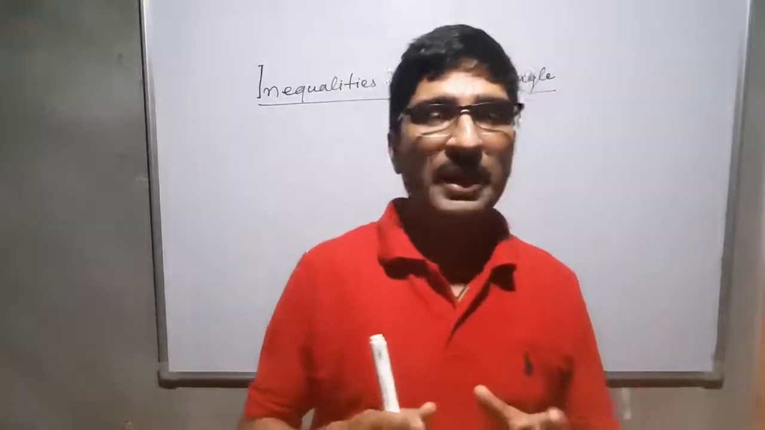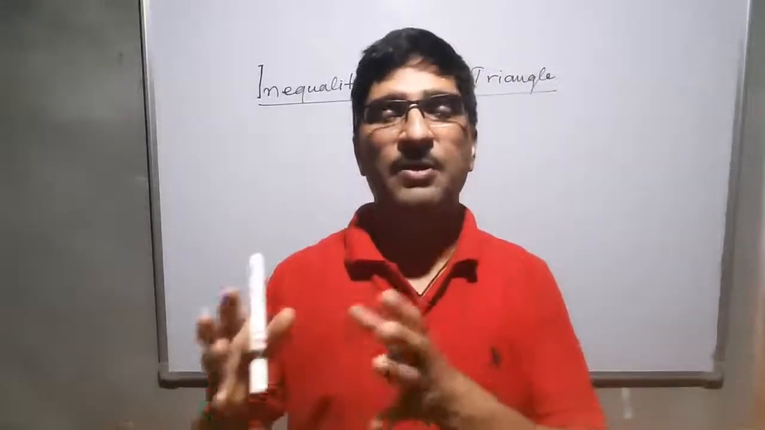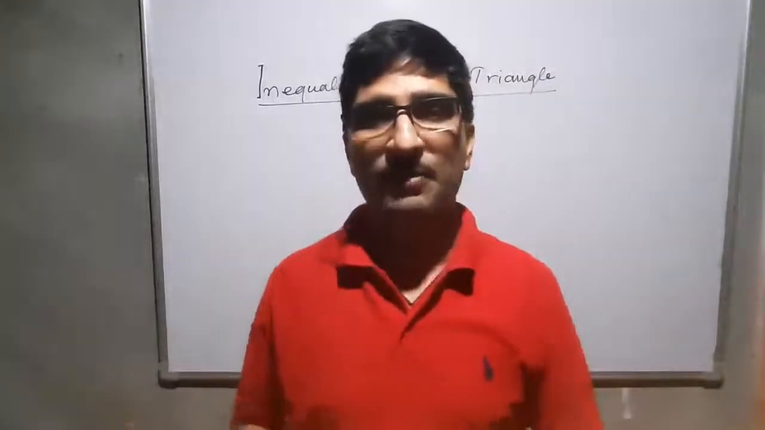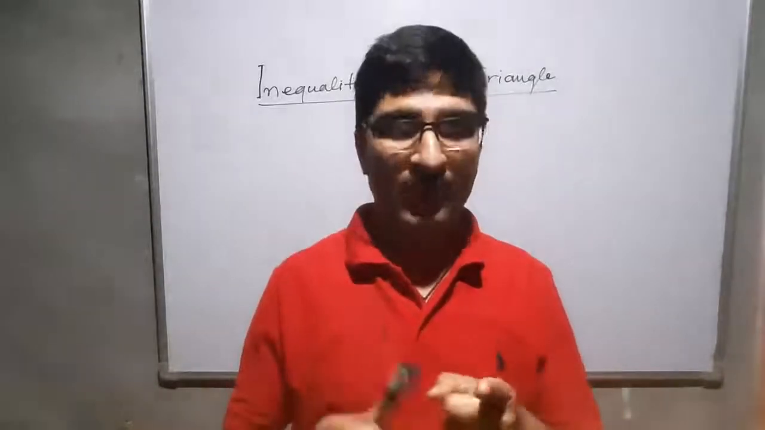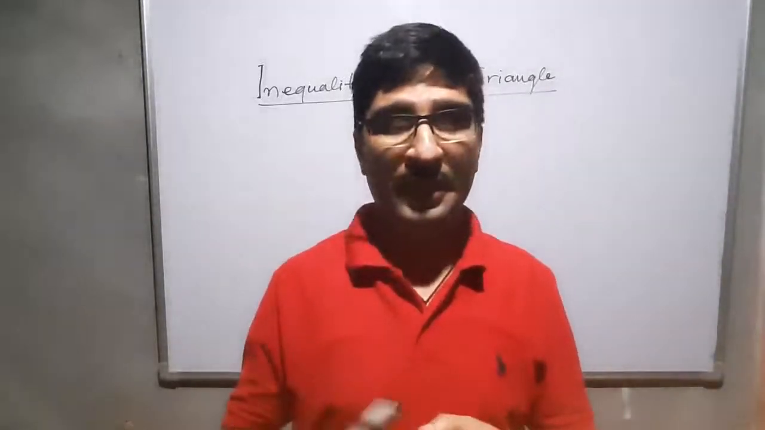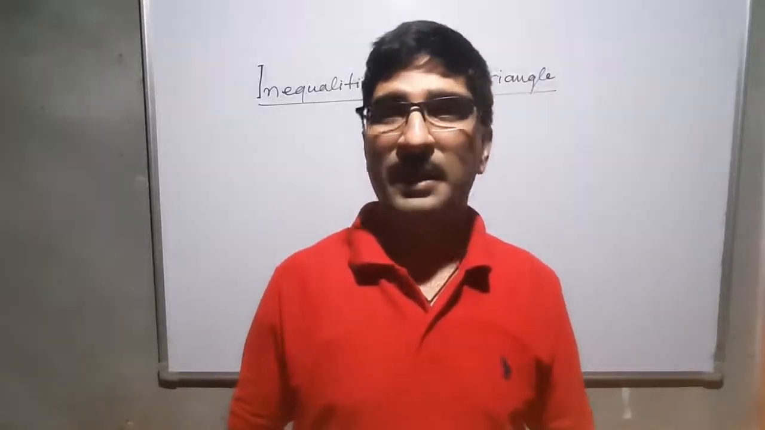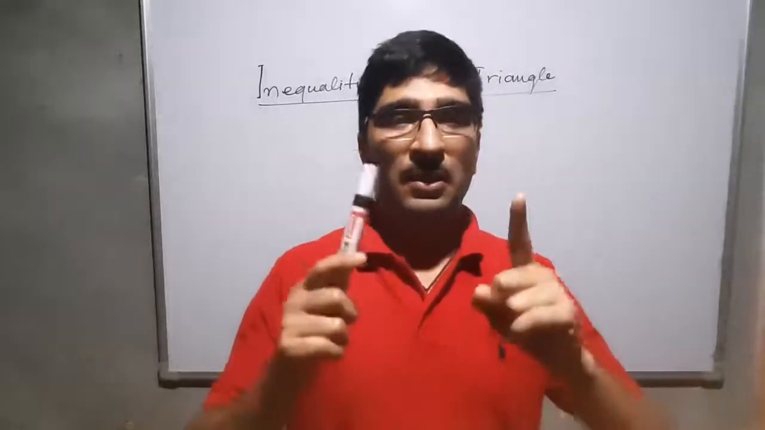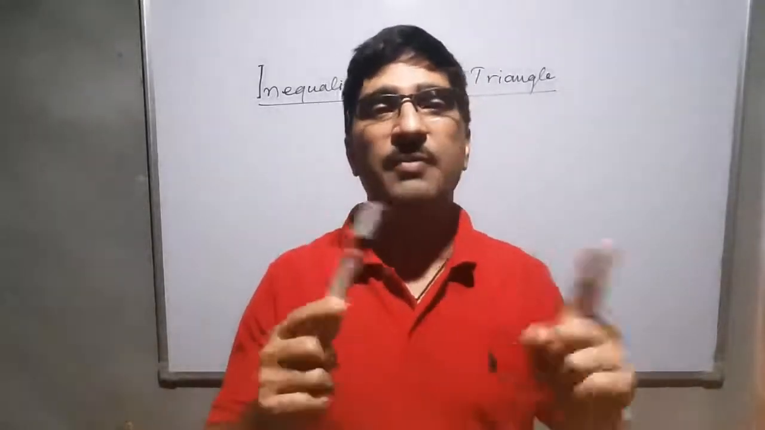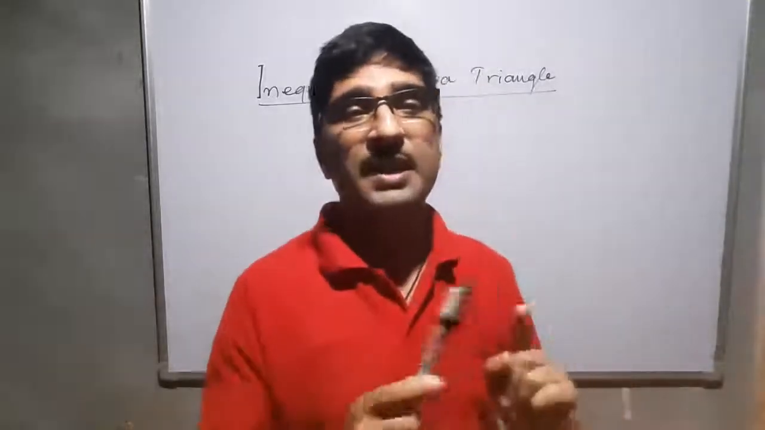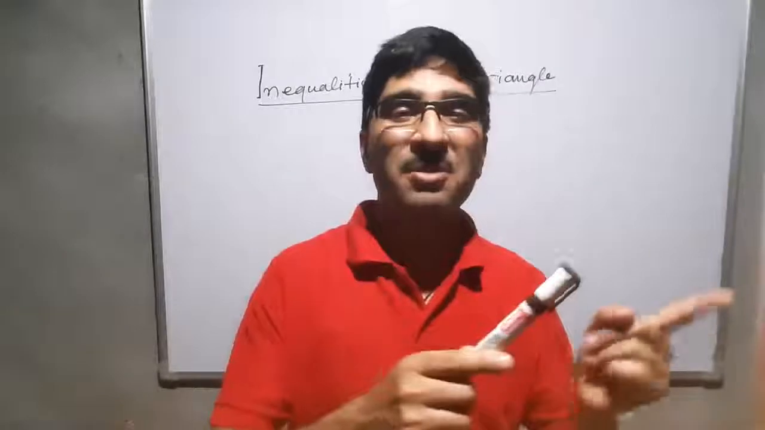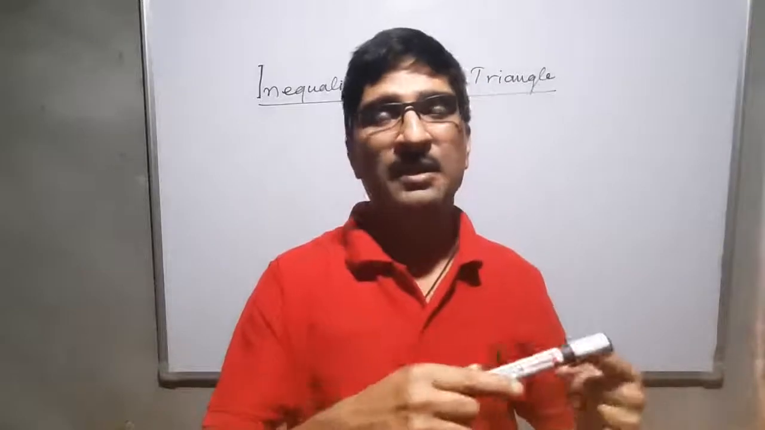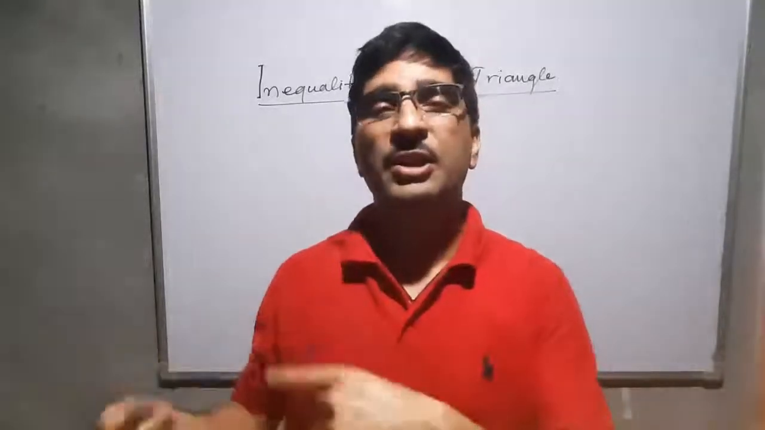Now, there are different types of triangles. I'm not going to discuss all of them, but remember there is a triangle which we learned in class 6 or 7, that is the scalene triangle. Scalene triangle means no two sides are equal, that means all the sides are of different measures. Since all the sides are of different measures, the angles are also of different measures.